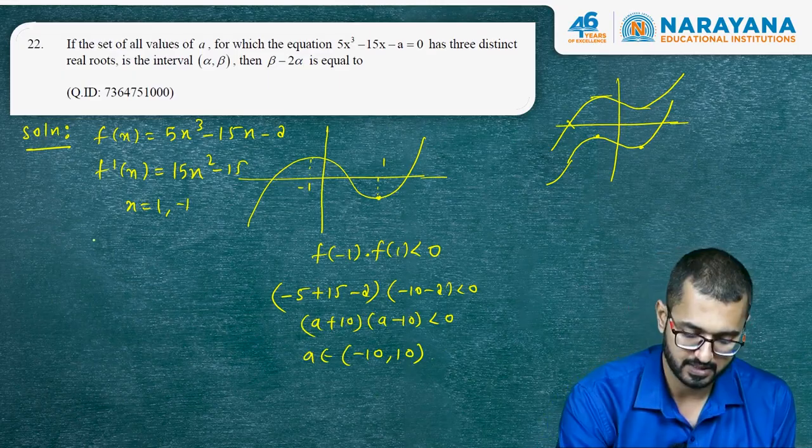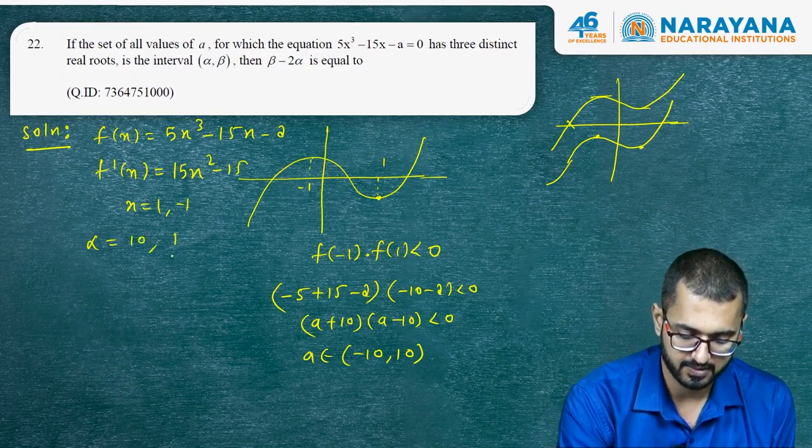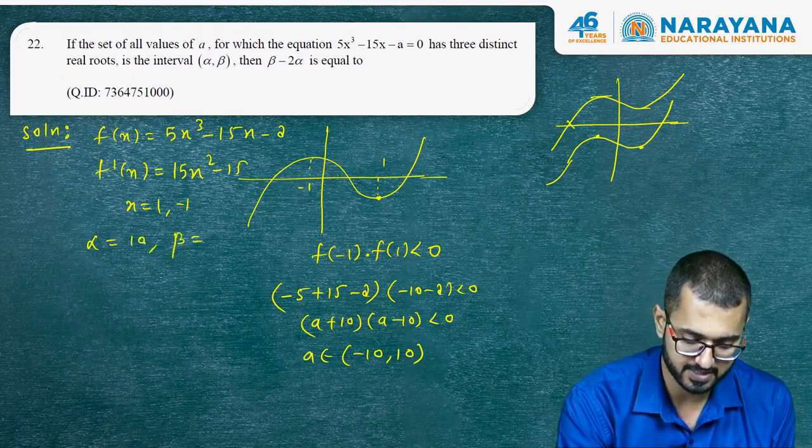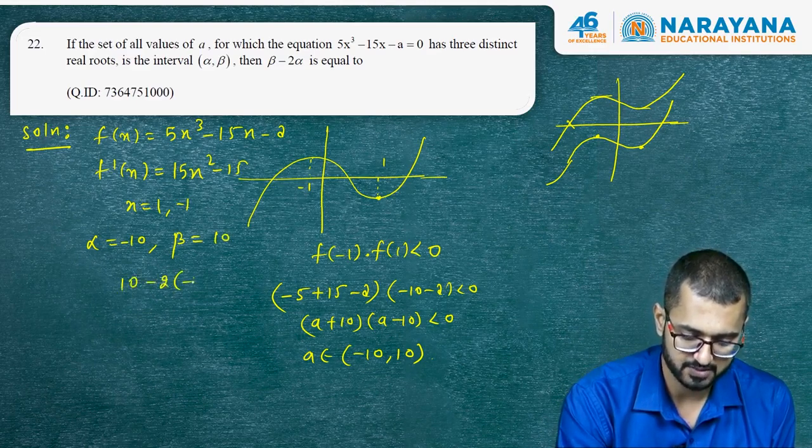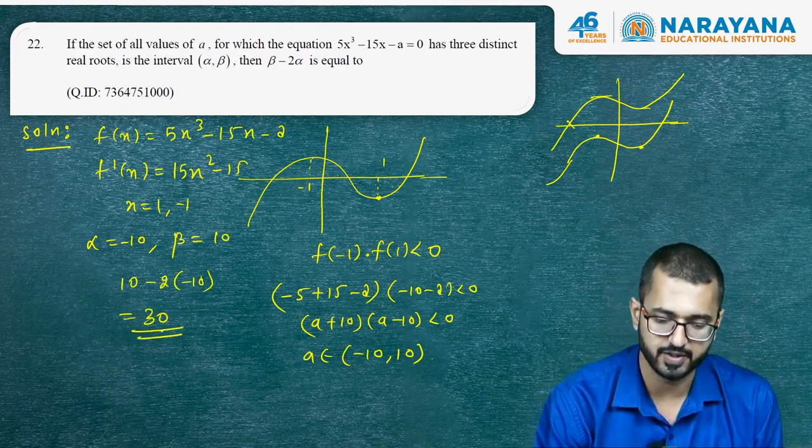So alpha is minus 10, beta is 10. So we want 10 minus 2 times minus 10 will give you 30. So the answer here should become 30.